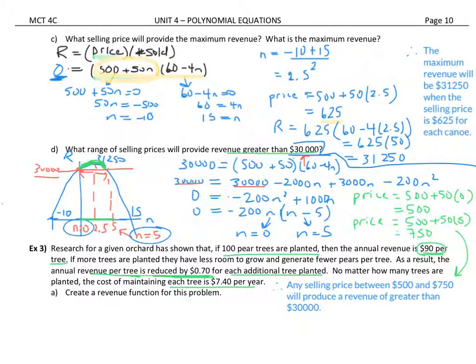So we're going to create a revenue function, a cost function, and then we're going to get a profit function, which is your revenue minus your cost. So we'll do that on our next page here.